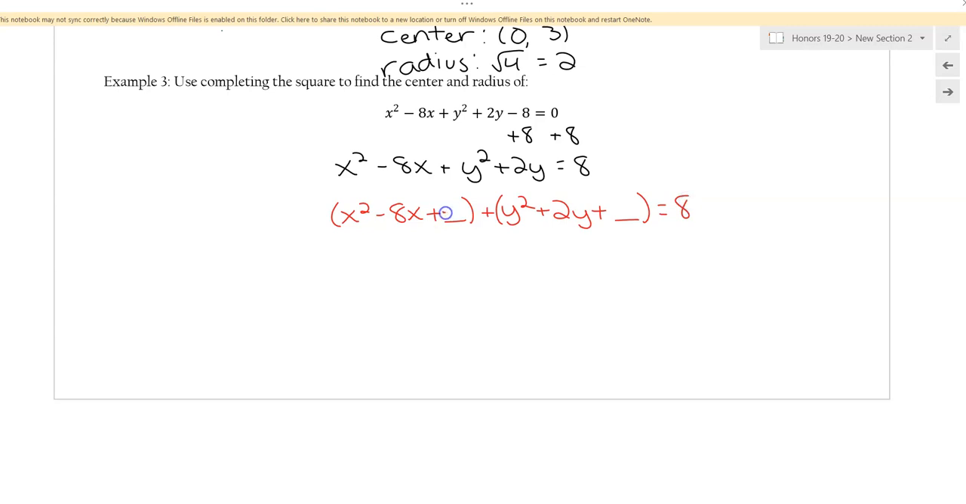Now, if you look, I added a blank here and a blank here. So on this side now, I need to add 2 blanks, because anything I do to one side, I'm going to have to do to the other. Now, with completing the square, let's do our x first. X squared is x times x. Negative 8x split into 2 boxes is negative 4. Negative 4 times negative 4 is 16.